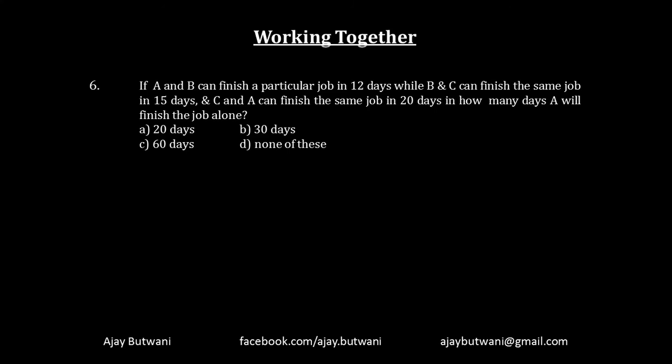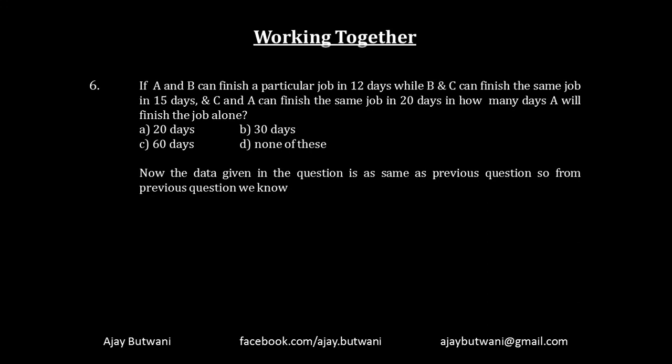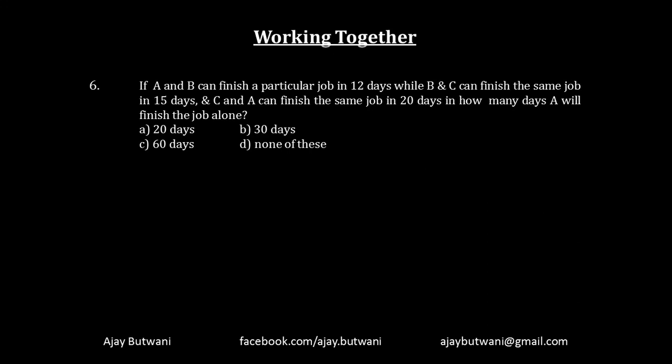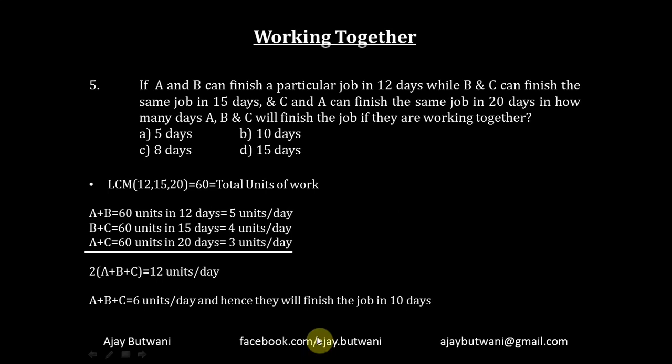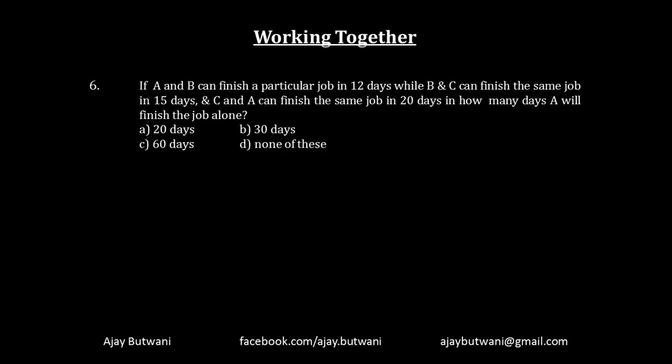Now if you can see this question, this is the same question which we have seen earlier. AB 12 days, BC 15 days, CA 20 days. But the question is, in how many days will A finish the job alone. As we can see, the data given in the question is the same as the previous question. So from the previous question we know ABC can together complete 6 units per day, AB completes 5 units per day, BC completes 4 units per day, and AC completes 3 units per day.